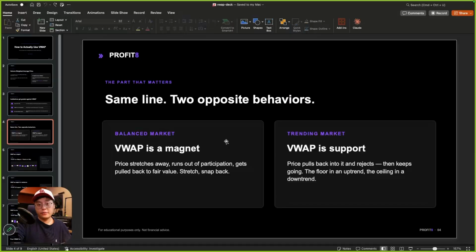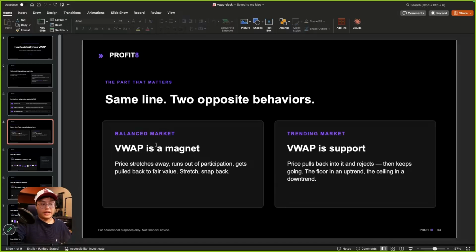It can be used as a magnet, which is how I use it whenever I trade VWAP the most. Whenever it's a balanced market, essentially a ranging market, VWAP acts like a magnet. Price will stretch away from it, but then eventually buyers or sellers get exhausted and it will go back to the VWAP, or snap back to it.